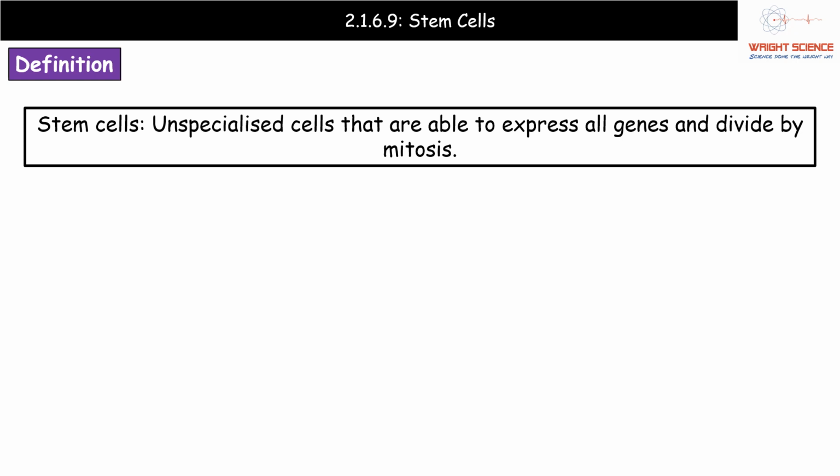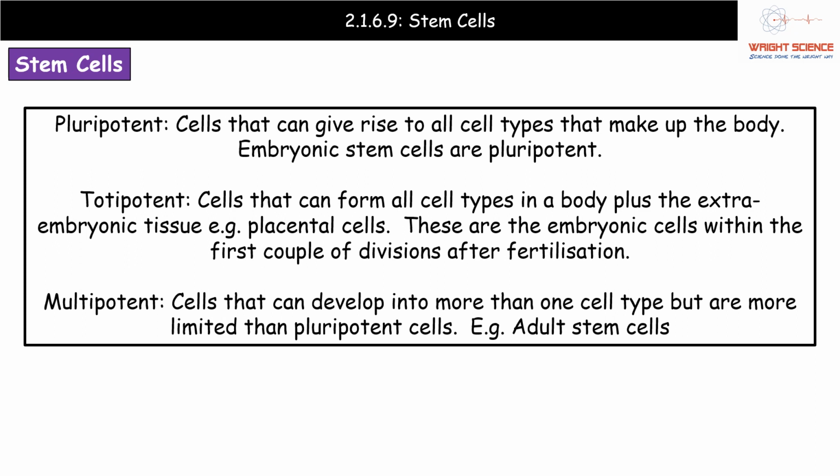First thing then, let's understand what a stem cell is. So the definition you need to know for a stem cell is that it is an unspecialized cell that is able to express all genes and divide by mitosis. So the stem cells are not designed to carry out any particular function within the body. They have all genes available that could be expressed, and therefore they are going to divide by mitosis, produce larger numbers of them that will then at a later stage be able to go through the differentiation process to become a specialized cell. We need to be confident in three other terms when it comes to our stem cells.